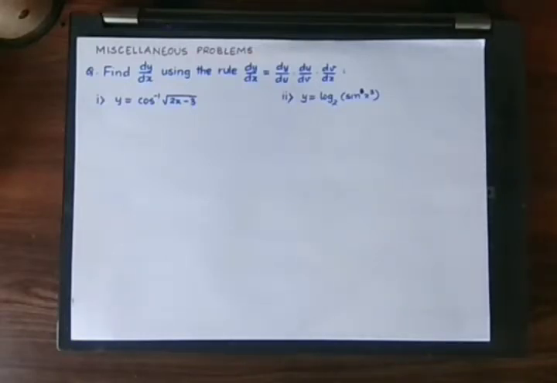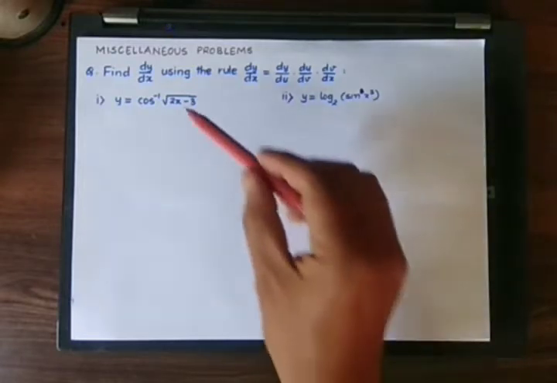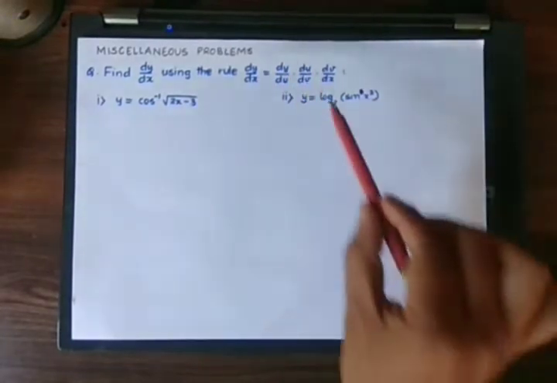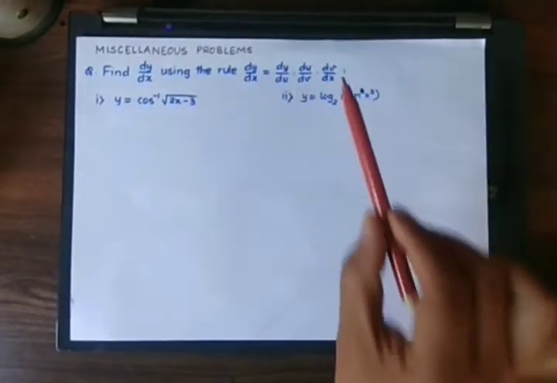Welcome back, dear students. So today we are going to see some of the very important questions on differentiation. So that's why I'm calling it miscellaneous problems. Now the question says, find dy by dx using this rule. Now this rule is nothing but the chain rule.